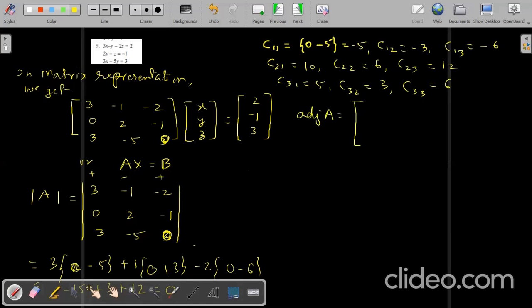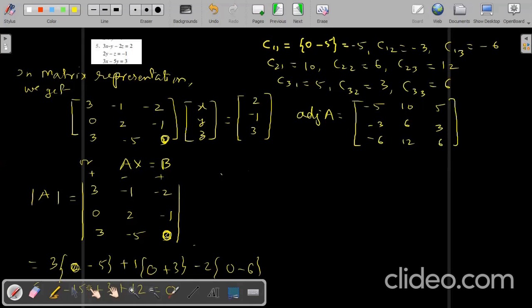So then you can find the transpose of the matrix of cofactors. So C11 will come here. So we will directly write minus 5, minus 3, and minus 6, 10, 6, 12, then 5, 3, and 6. This is adjoint A. Okay.